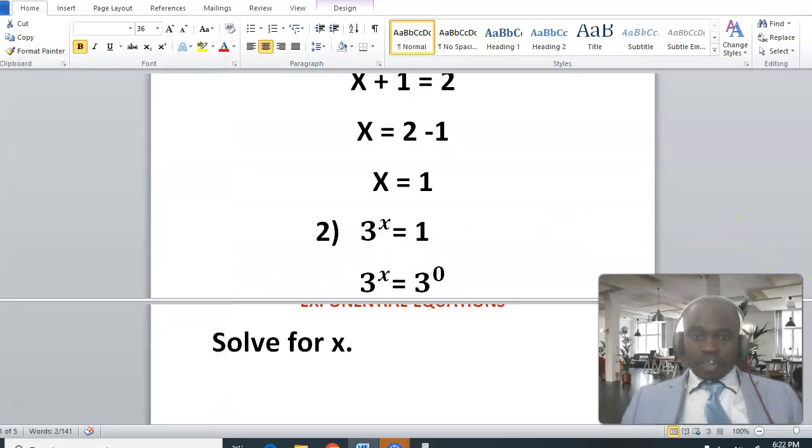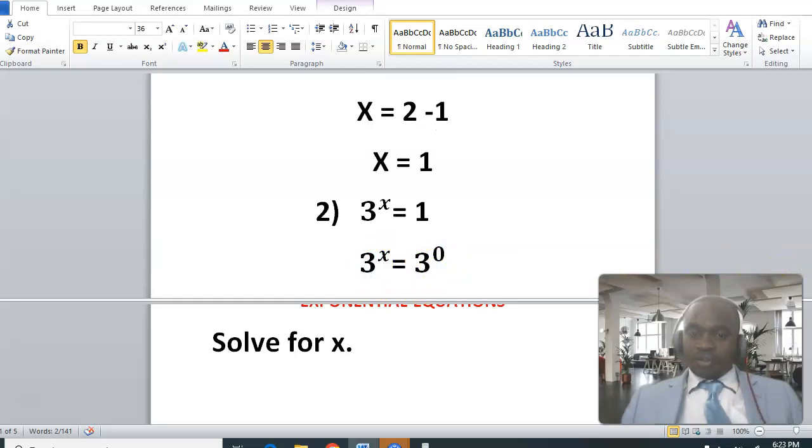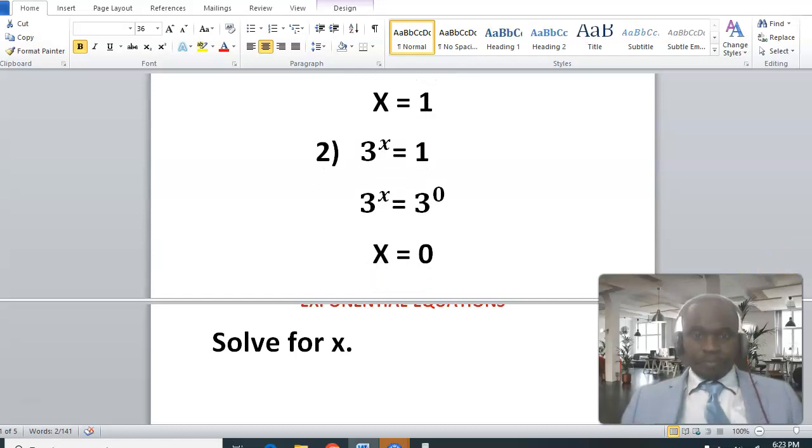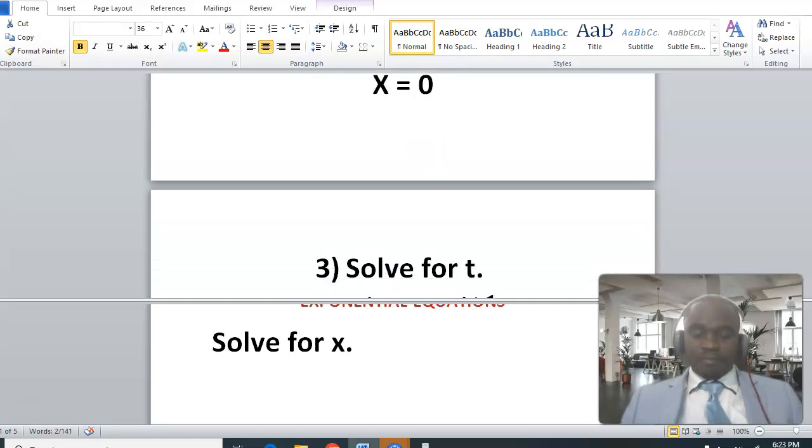Okay. So it means we need to change this 1 to have the same base as this one. So we can write it as 3 exponent 0, so that they will have the same base, so that we'll be able to compare the exponents. Now, since it has the same base, we can say x is equal to 0. Let's look at the next one.